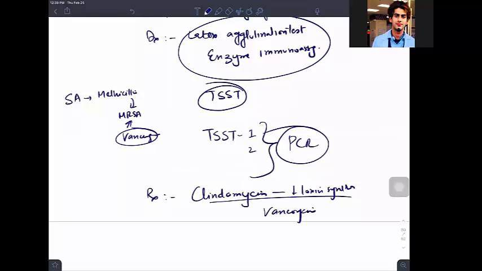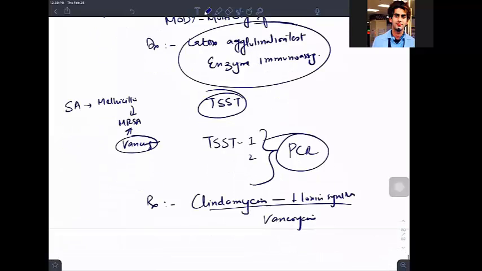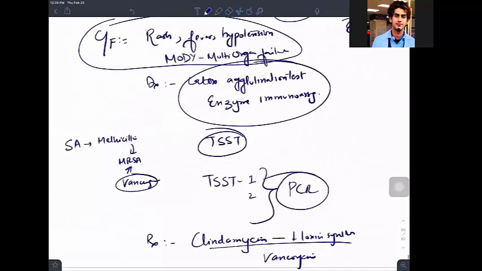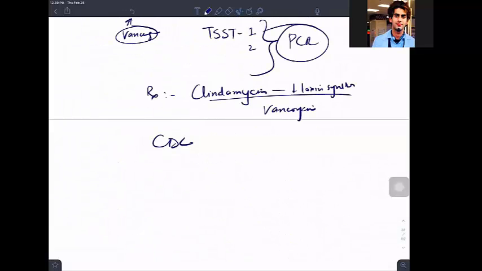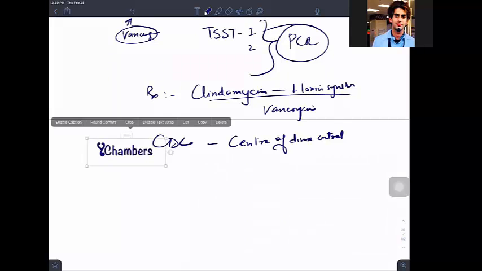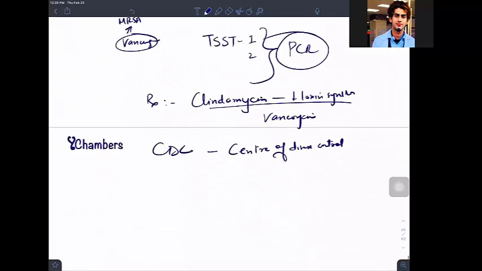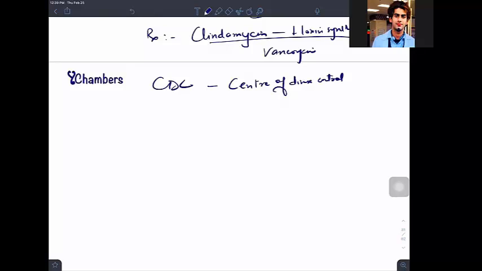So basically there was a criteria. I want to discuss this criteria here. For the clinical features, the CDC gave a criteria. CDC is the Center for Disease Control. They said there should be some criteria to diagnose. Okay, let me integrate it here. So they said there should be a criteria to say whether the patient has TSS or not.